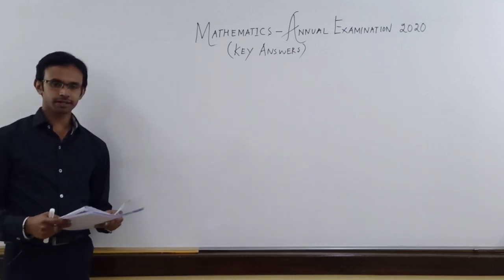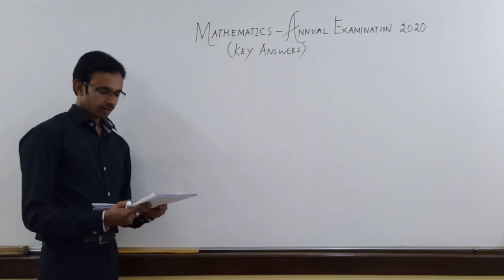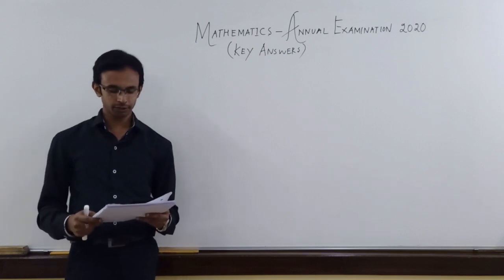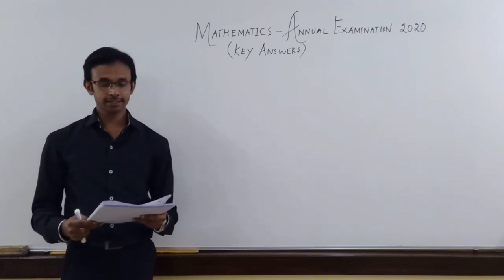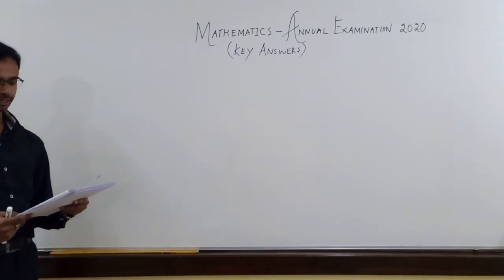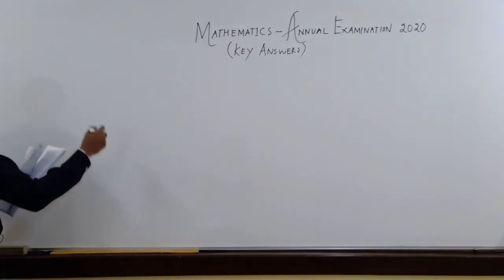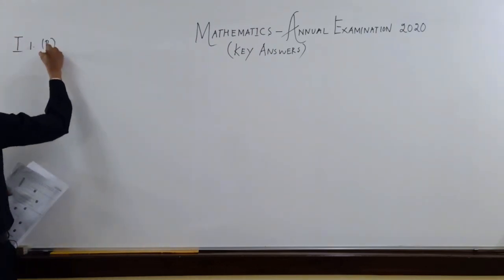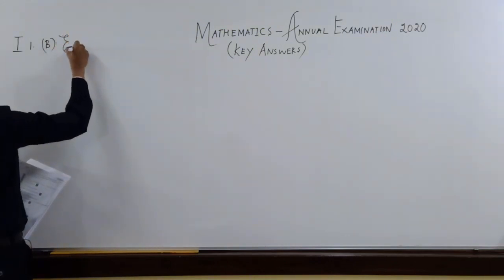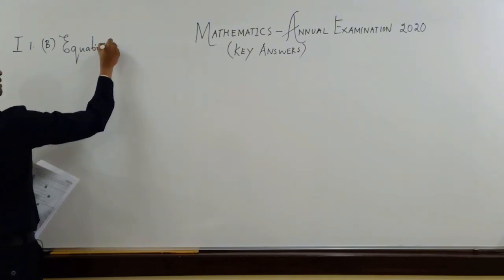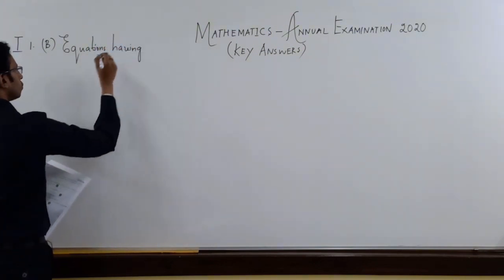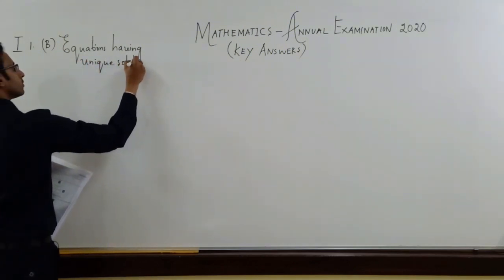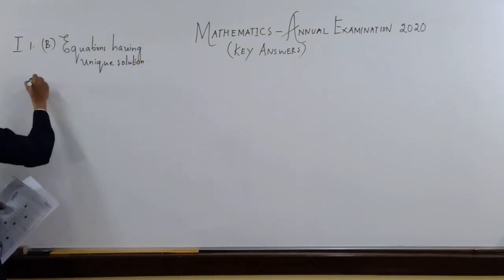There are 4 alternatives given, MCQs. The first problem says, in the pair of linear equations, if a1 by a2 is not equal to b1 by b2, then which of the following is correct? So the answer is B option. It has equations having unique solution. So the first MCQ answer is option B, which is equations having unique solution. Hope you have written this correctly.